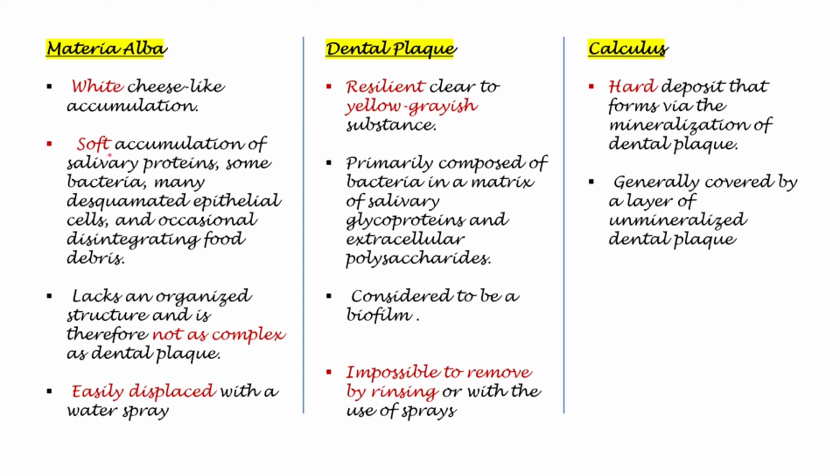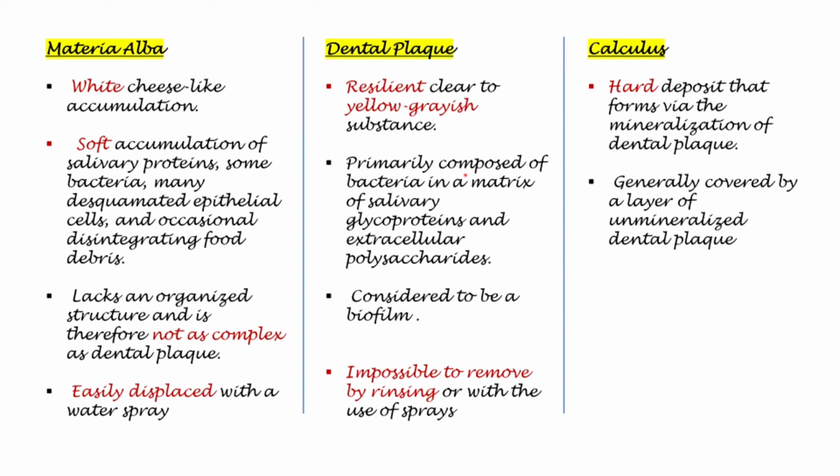Materia alba is a soft accumulation of salivary proteins, some bacteria, epithelial cells, and occasional disintegrating food debris. It lacks the organized structure and is therefore not as complex as plaque. It can be easily displaced with a water spray.